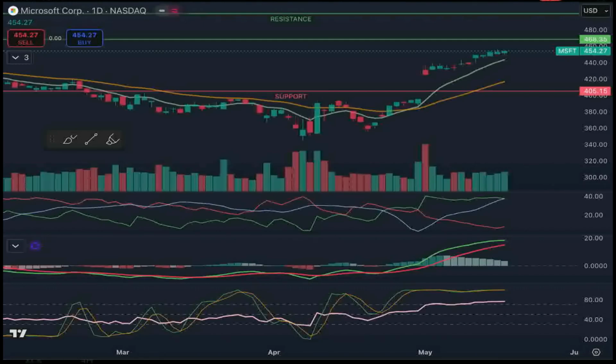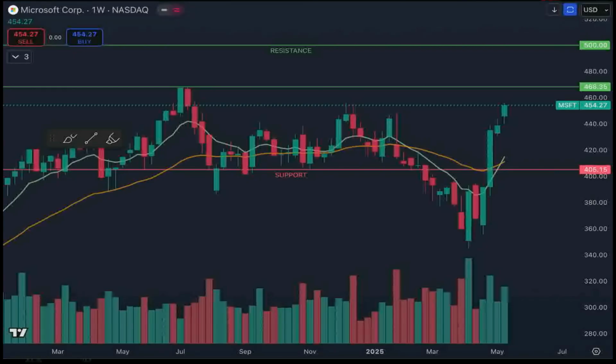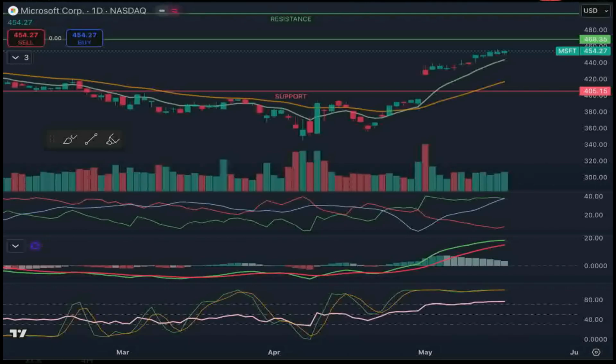So what does this all mean? The technology sector is in a strong uptrend. Microsoft's weekly chart confirms it's in a healthy trending phase, showing no signs of major weakness. On the daily chart, we're seeing signs of momentum resuming after a short pause, possibly gearing up for a new swing leg higher. Here's the game plan.